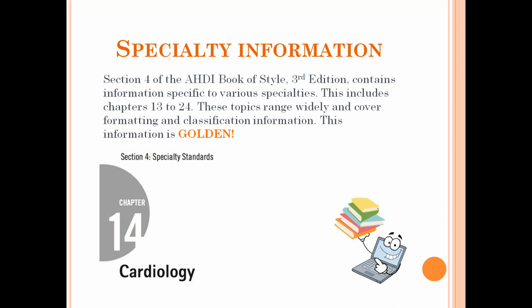Section 4 of the Book of Style contains information specific to different specialties. It's chapters 13 to 24, and the topics range widely. They have formatting information and classification information, so things like stage 3B, how do you write it? Is it Roman numerals? Is it Arabic numerals? Uppercase B, lowercase b? If you go on Google, you're going to find conflicting information for that kind of thing, and it drives you crazy. You could just go to the Book of Style, find the appropriate specialty, and I'm just going to show you this.